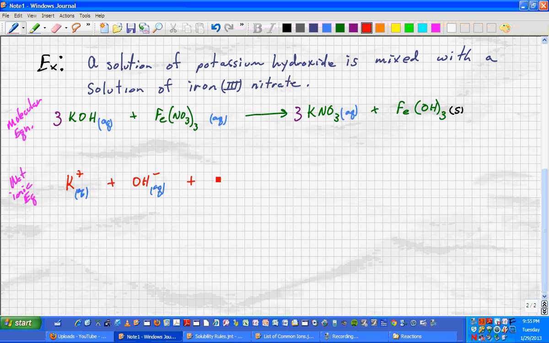Iron 3 nitrate is aqueous, so that will dissolve. Fe 3 plus, because it's iron 3, Roman numeral 3. Another way to check this is nitrate is a negative 1, and I've got 3 of them, so that iron must be a positive 3. NO3 minus. Again, both of these guys are aqueous. We'll discuss balancing in a few minutes.